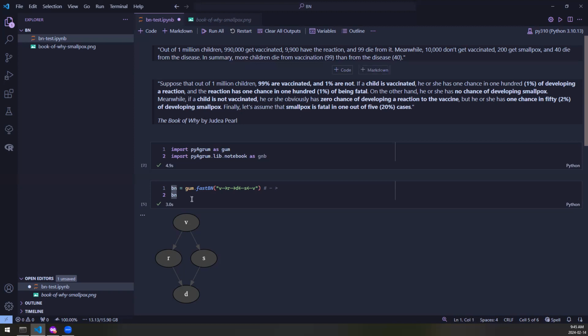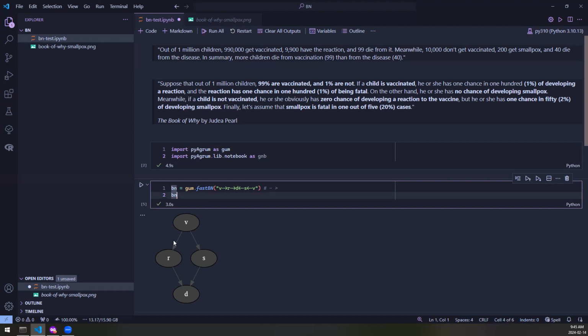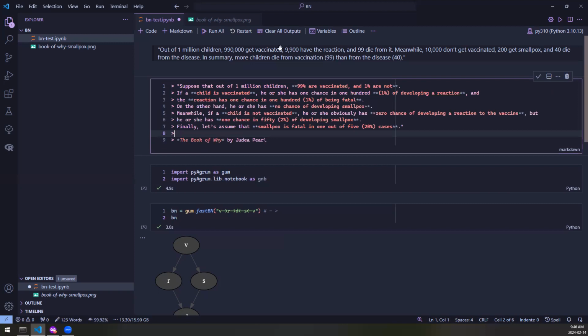Okay, so coming back to our Bayesian network, now that we have the graph, it's time to implement it and put the data in. The most important part for us is this second part over here. Suppose out of 1 million children, 99% are vaccinated, and 1% are not. This is exactly what we have at the top, two pieces of text taken from the book.